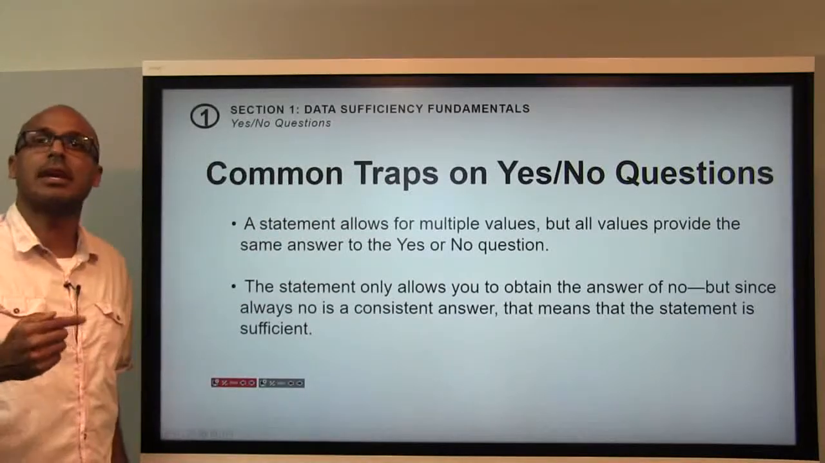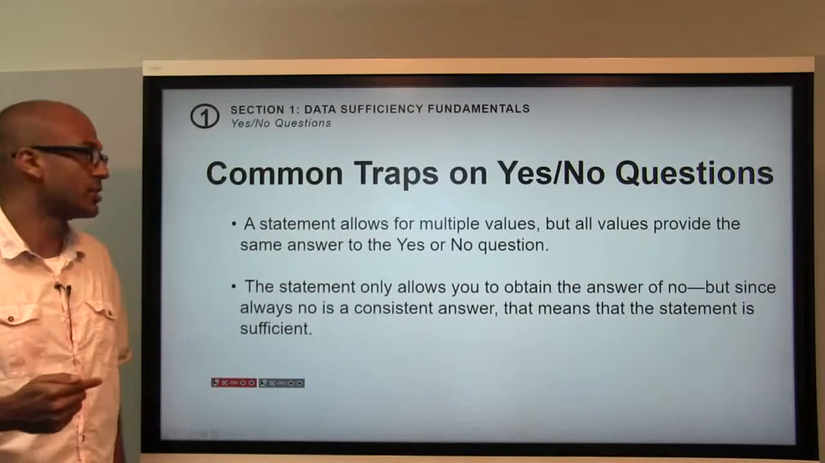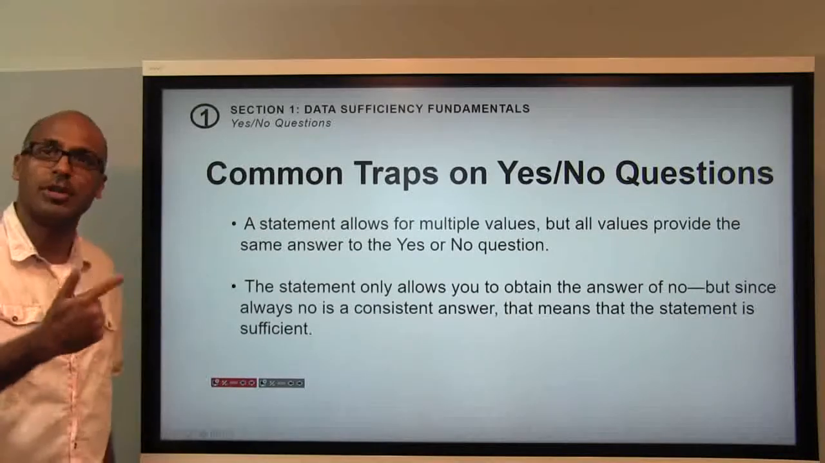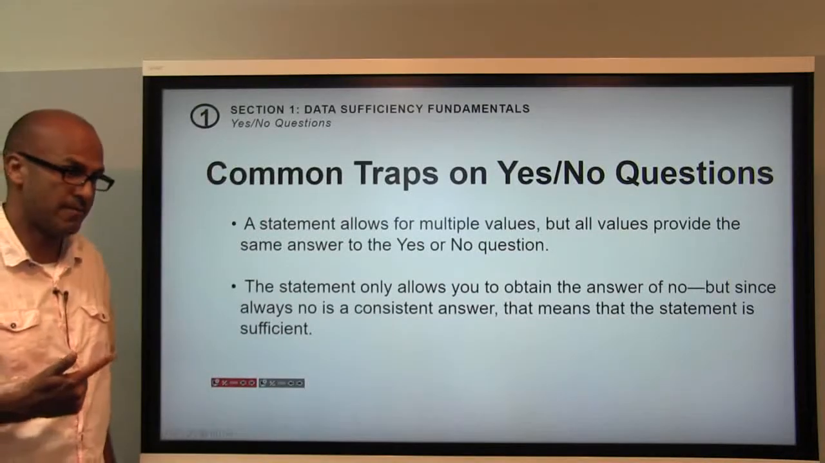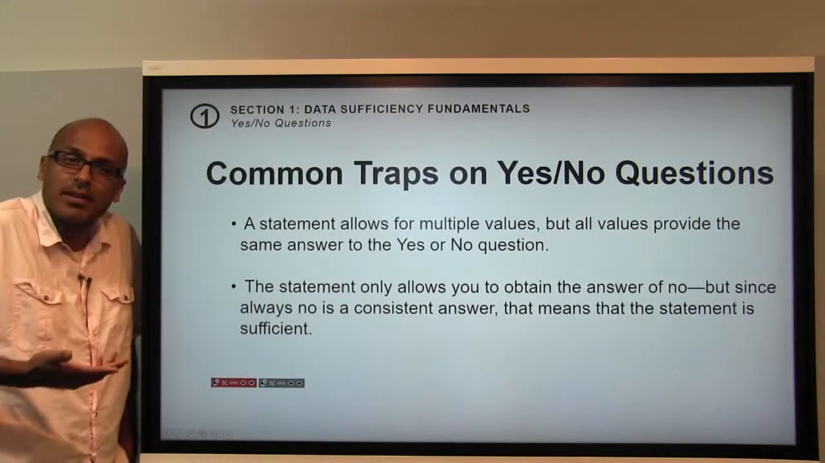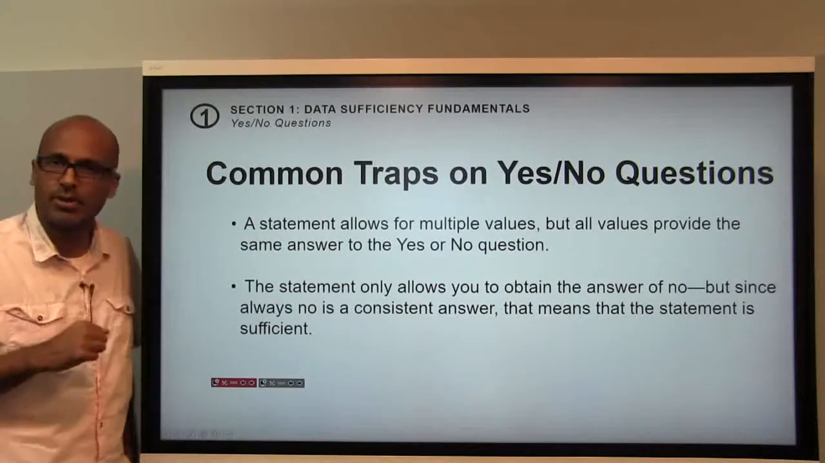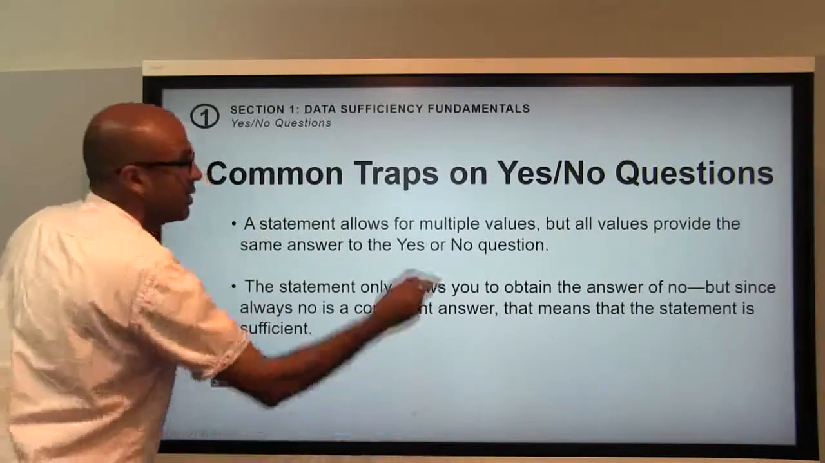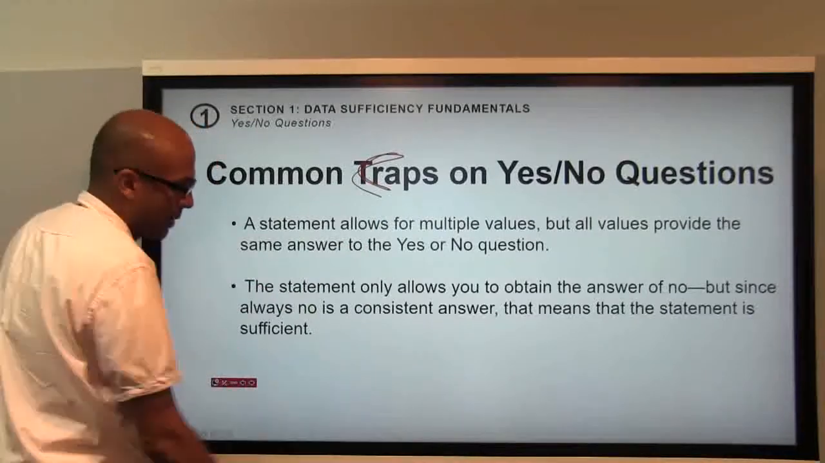All right, so let's get done with this first section. So remember, yes, no questions, very straightforward. Always yes, always no, that's what's sufficient. What's not sufficient is a maybe. None of that, oh, multiple values stuff, none of that definitive no stuff. That is not a common trap, folks. This is just straight up common sense.